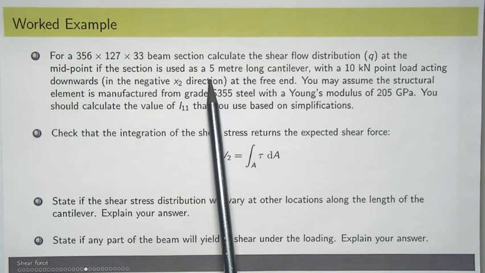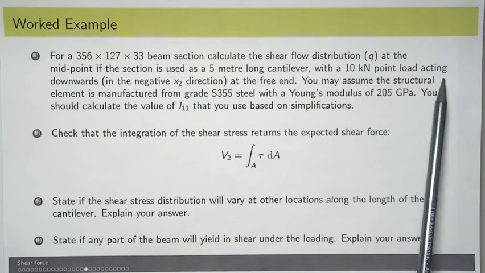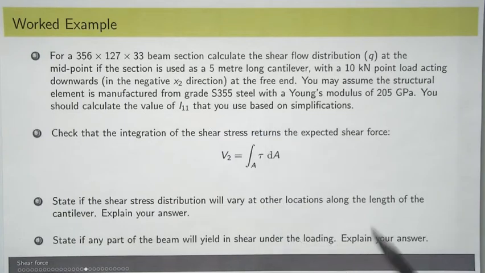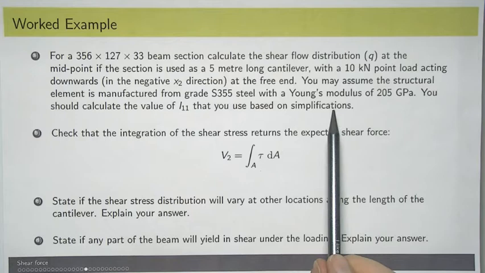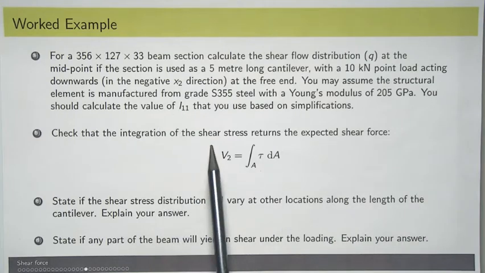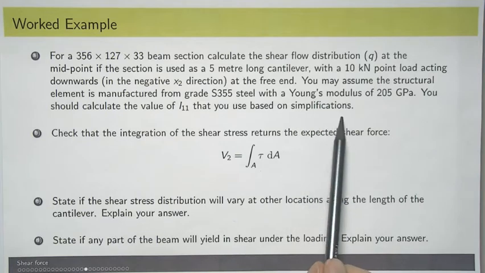If the section is used as a 5 metre long cantilever with a 10 kilonewton point load acting downwards, so in the negative x2 direction at the free end, we're given some other information in terms of the material properties that we can assume, and then we're going to use I11, so the second moment of area, based on centerline simplifications or area simplifications, and the reason we're doing that is simply for consistency.